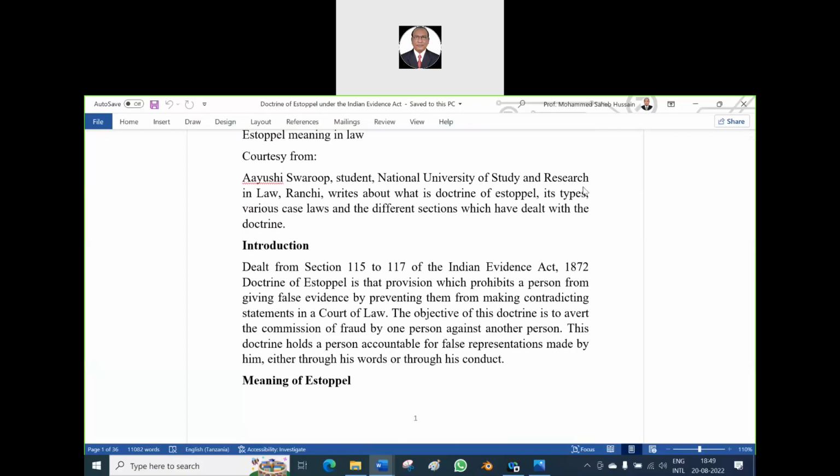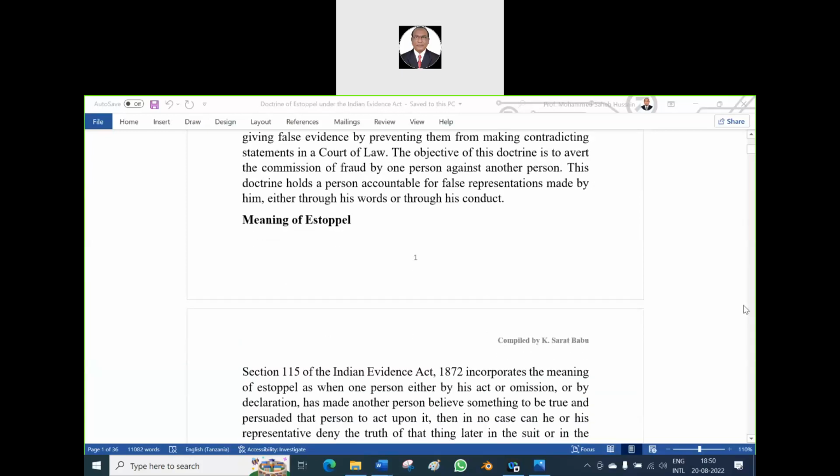So, in my view, estoppel means to shut the mouth, sir. The Indian Evidence Act 1872, sections 115 to 117, deal with the doctrine of estoppel. It is that provision which prohibits a person from contradicting what he has said earlier. If he says otherwise, the court of law does not agree with it. The doctrine prevents a person from giving false evidence by preventing contradicting statements in a court of law. The object of this doctrine is to avoid fraud by one person against another, and it holds a person accountable for false representation made by him, either through his words or through his deeds or conduct.